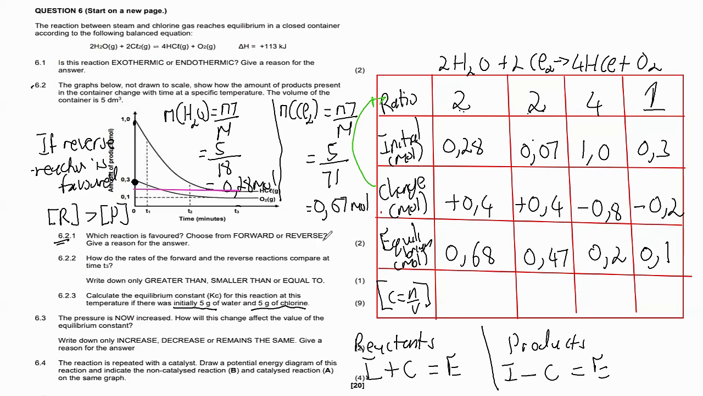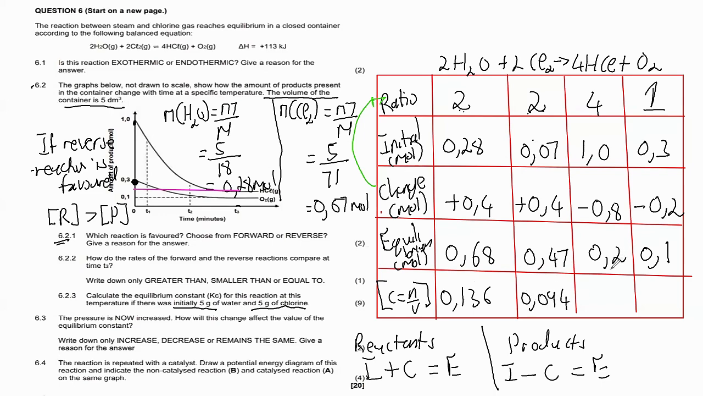Remember, we do not calculate the Kc using number of moles. We calculate Kc using the concentrations. So how do we find the concentrations? Reading here, we are told the volume of the container is 5 dm cubed. So if you want the concentration, it's the number of moles at equilibrium divided by the volume. All these numbers that we have here must be divided by 5. So 0.68 divided by 5 gives us 0.136. 0.47 divided by 5 is 0.094.